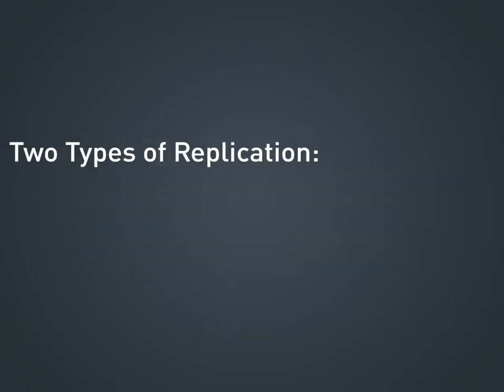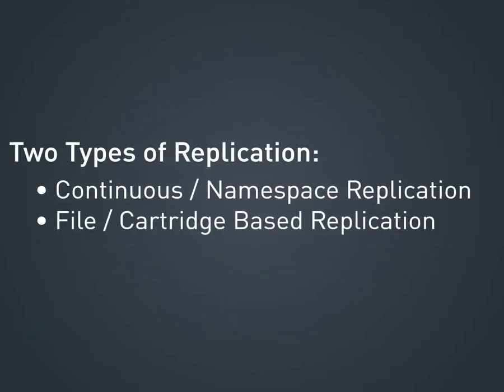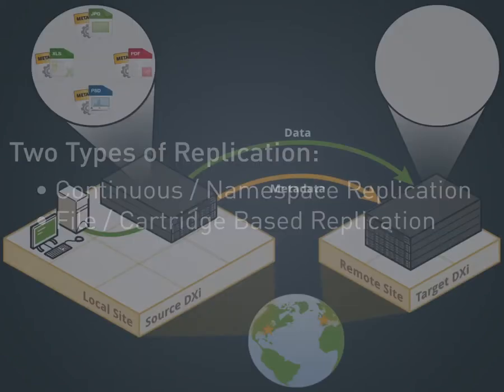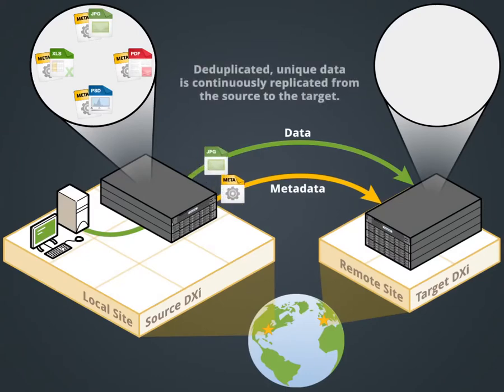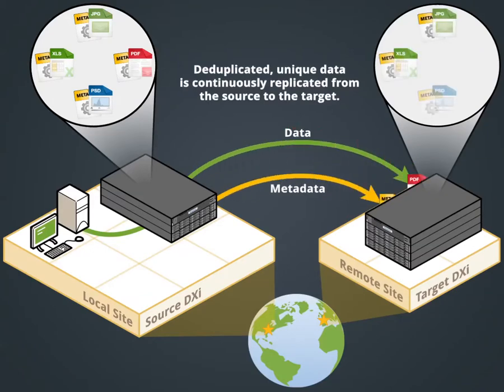As previously mentioned, there are two types of replication: continuous namespace replication and file cartridge-based replication. Let's start with continuous namespace replication. The continuous part of continuous namespace replicates deduplicated unique data. During a backup, data is ingested, deduplicated, and continuously replicated in the background.